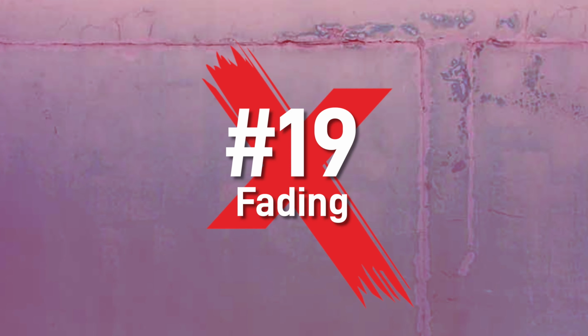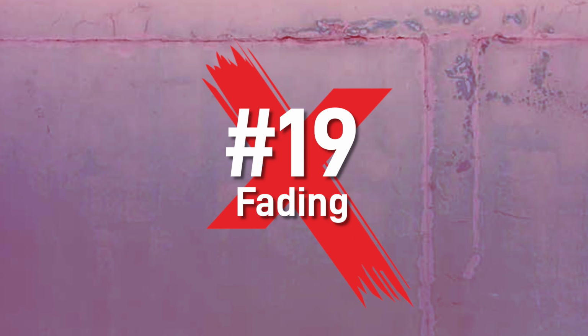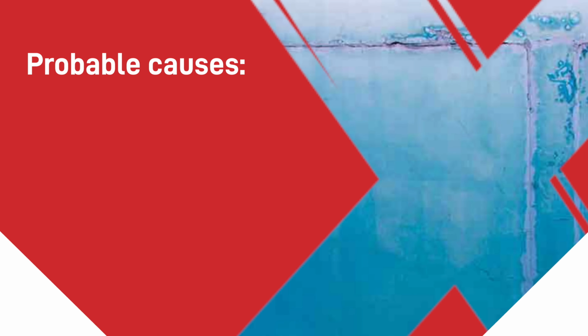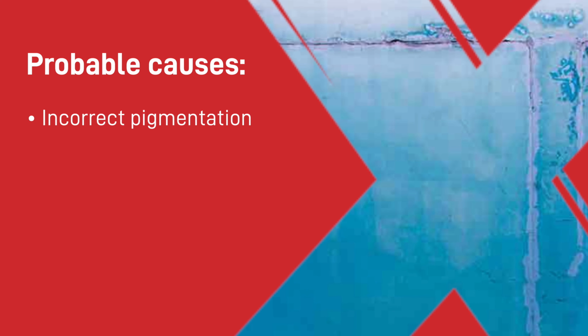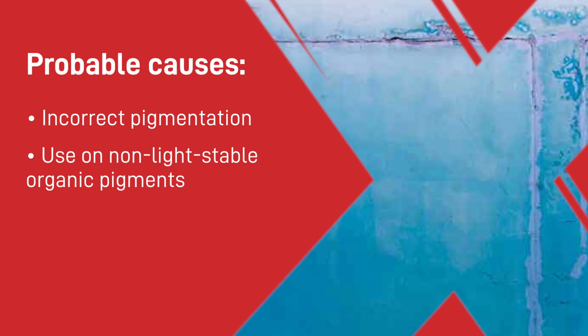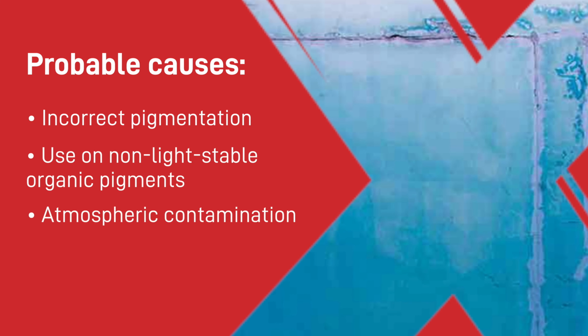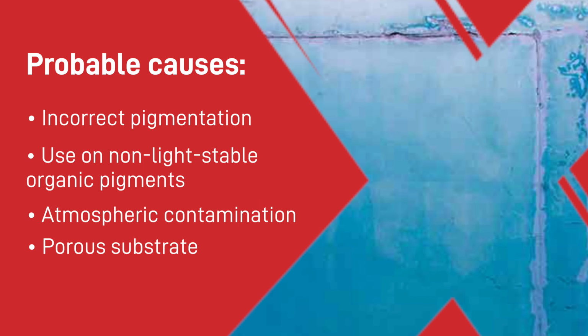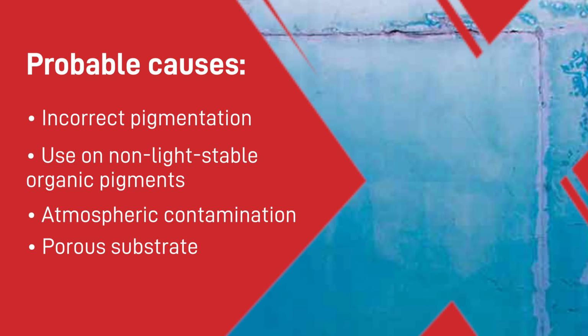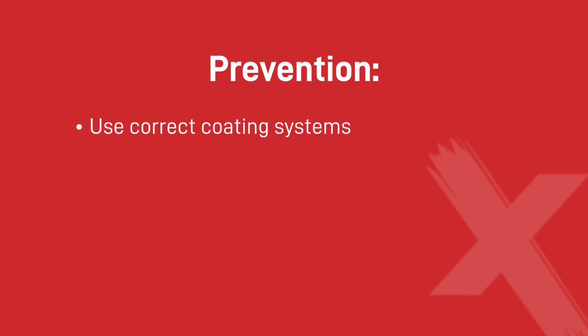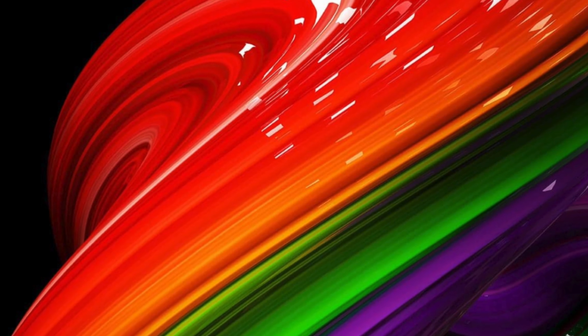Number 19, fading, is another routine paint problem facing regular sprayers. This can be caused by incorrect pigmentation, use of non-light stable organic pigments, atmospheric contamination, or a porous substrate that leaches away the original colour. To prevent fading, use correct coating systems that resist ultraviolet light and fading. Use a coating with light stable pigments to retain bright colours.